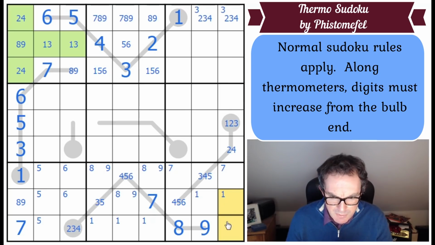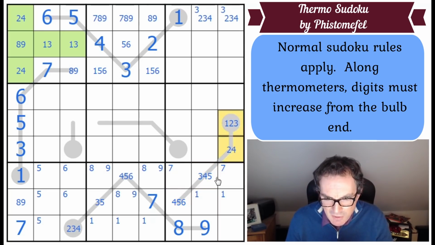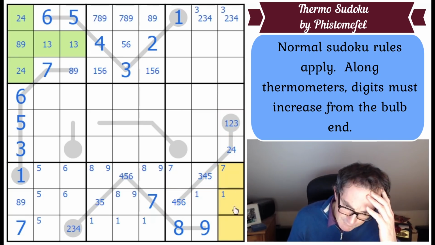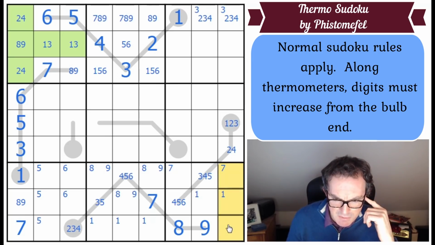Ooh, is that broken? This is classic Phistomefel, by the way. This just rings alarm bells. The fact that these 3 squares see the whole of this thermometer is very suspicious. 4, 3, 2, 1. That square therefore is a 3 or a 4. These squares have to be 5, 6, and 7 by Sudoku then. 7 goes here, 5, 6 goes here. 8, 9 have to go in those 3 squares. That looks okay though.